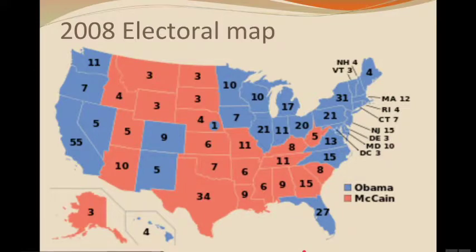So in this particular election, of course, this was 2008, and we know now that Obama won this election. This was the way the electoral map looked at the end of the election process. All the states that are blue ended up casting their votes for the Democratic nominee, which was Obama. All the ones that are red ended up casting their votes for the Republican nominee, which was McCain.